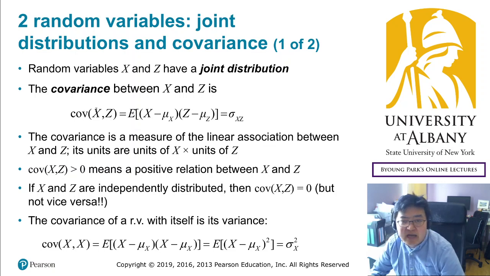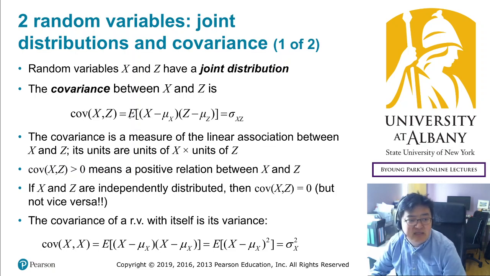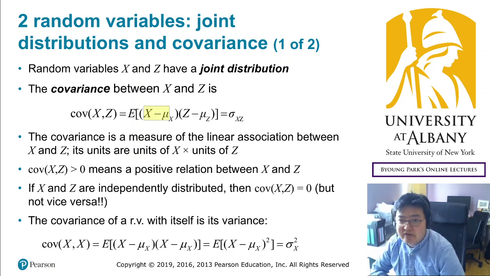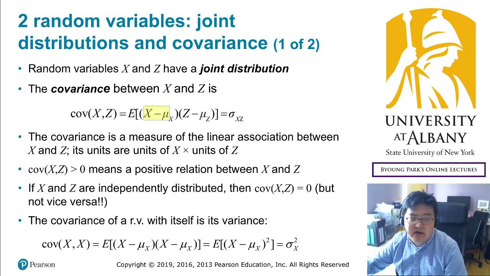Covariance is defined in this way. The covariance between x and z is the expected value of x minus mu x, times z minus mu z. Here x minus mu x is the deviation of x from its mean, its center, and z minus mu z is the deviation of z from its mean.